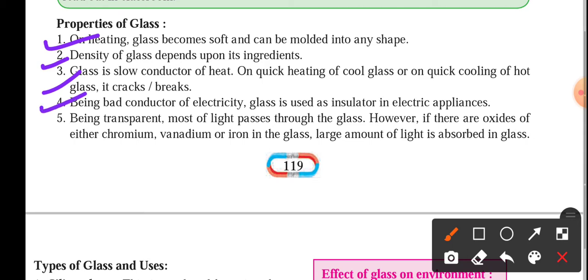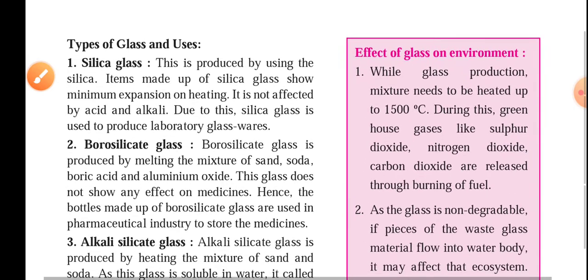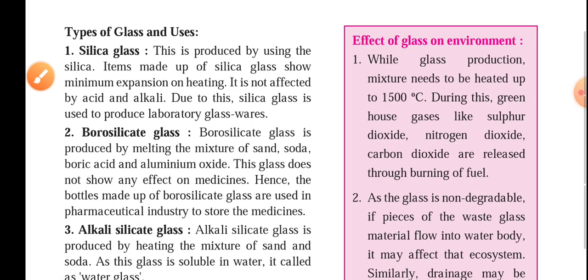Being a bad conductor of electricity, glass is used as an insulator in electrical appliances. Being transparent, most of the light passes through the glass. However, if there are oxides of either chromium, vanadium, or iron in the glass, a large amount of light is absorbed in the glass. Now, the further topic is about the types of glass and their uses.